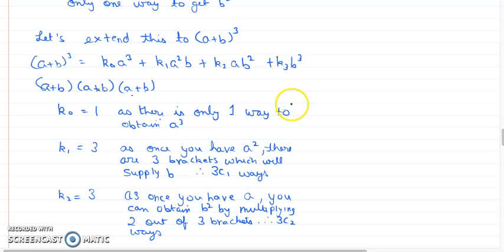And finally, how would you get b cube? How many ways can you get b cube? 1. b times b times b is b cube. Just one way. So that is actually 3C3 ways. You are selecting all 3 brackets from the 3 brackets that you already have. So 3C3 ways.